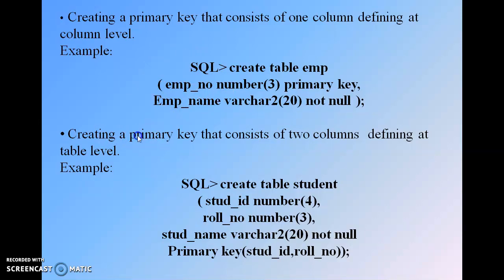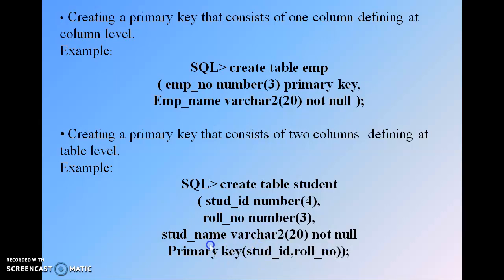Then in this example, we are making two columns the primary columns, and this declaration is at the table level. For example, create table student, the first column is student ID, and the second column is roll number, with its size. Both these two columns may be a primary key. We are using the combination of these two columns as a primary key column. For that, we declare primary key with both these column names.